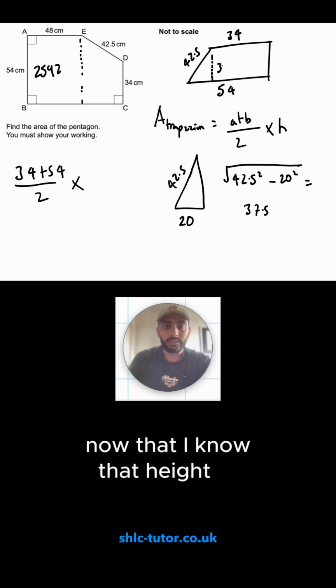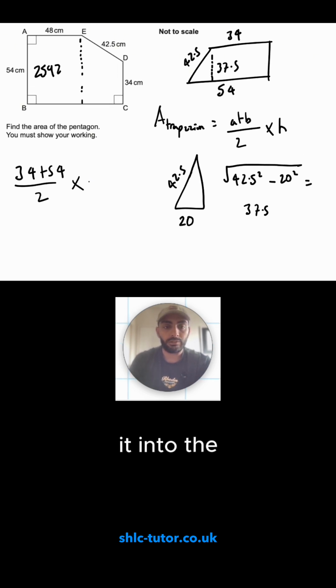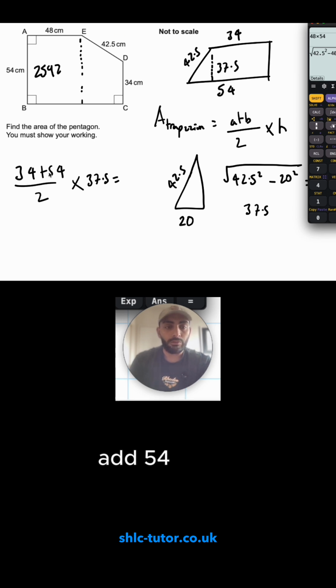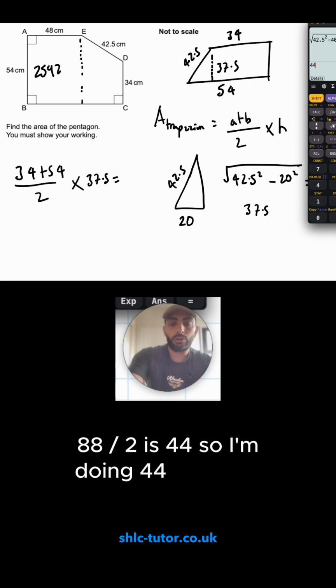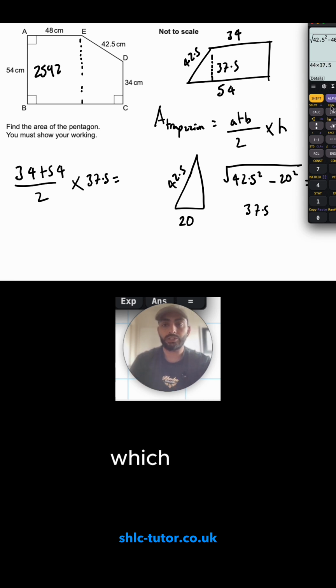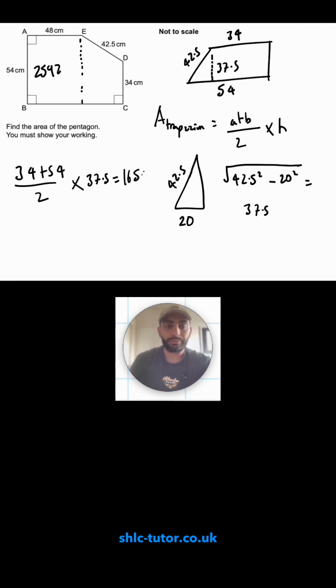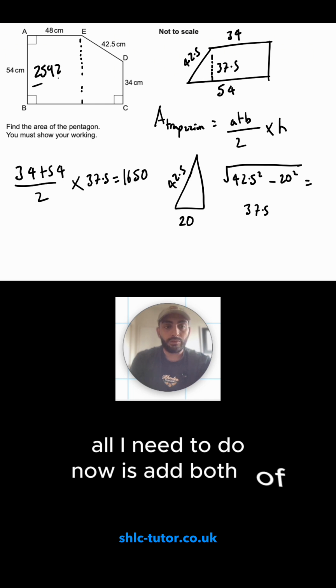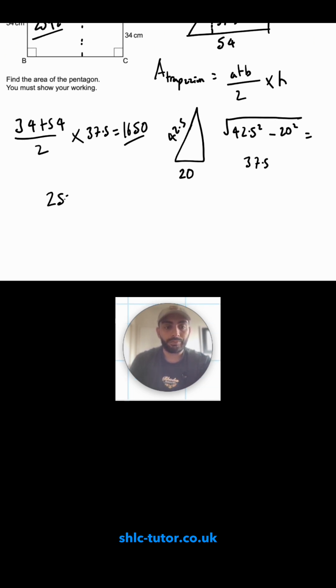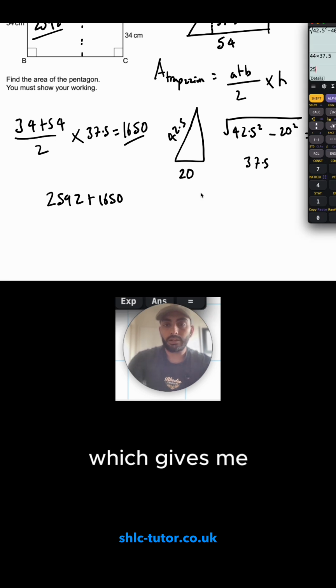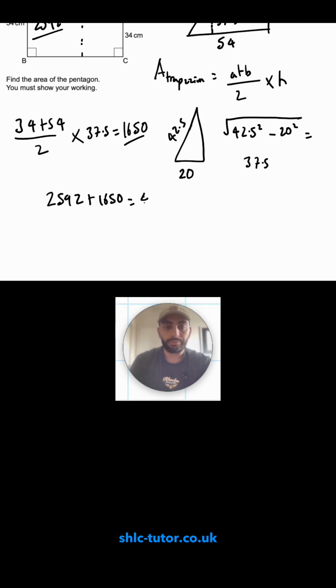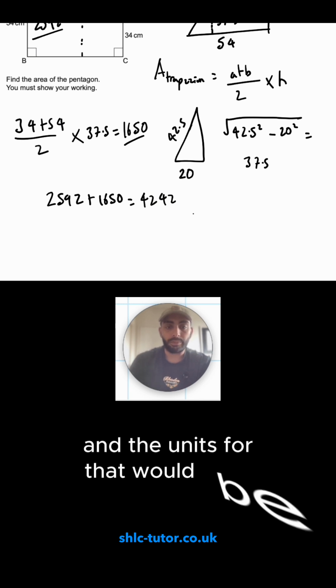Now that I know the height of that trapezium, I can substitute it into the formula for the area of a trapezium and find that value. So 34 add 54 is 88. 88 divided by 2 is 44. So I'm doing 44 times 37.5, which is 1650. All I need to do now is add both of these together. 1650 add 2592 gives me 4242. And the units for that would be centimetres squared.